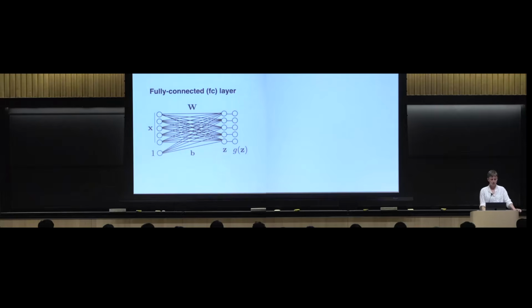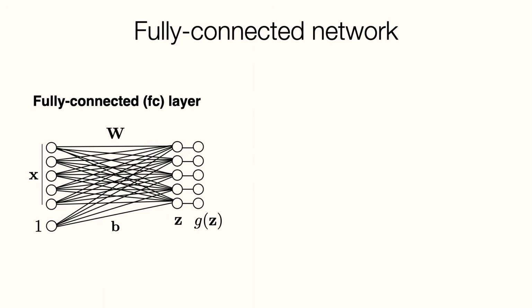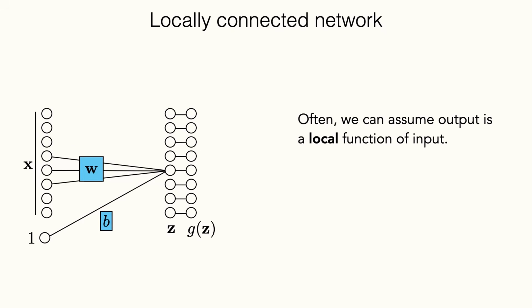So now let's look at this from a more neural networky perspective. This is a fully connected layer. This is what we've seen so far. Here, all the outputs depend on all of the inputs. And this can be quite computationally expensive when things get very large. Instead of a fully connected network, a convolutional network is essentially a locally connected network. And so often we can assume that the output of this model is a local function of the input.